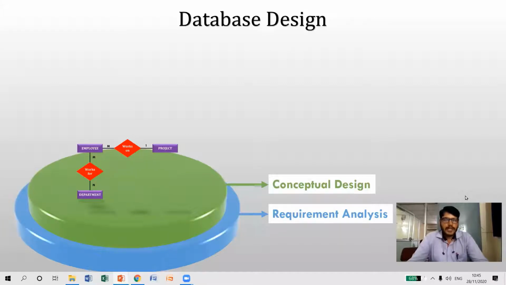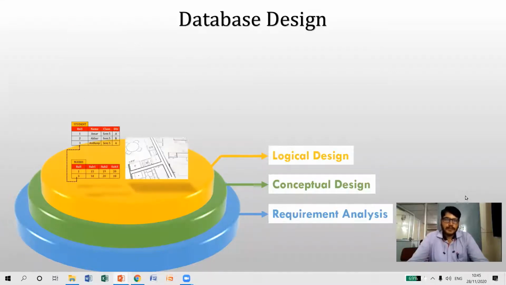Once we frame a conceptual design, as you can see here, we can understand the concept. So as you can see, there are employee, department and project entities available, and the employee and department are connected with each other, employee and project are connected with each other. Once we get the conceptual design, later on we have to go for the logical design. We have to come up with a relational model.